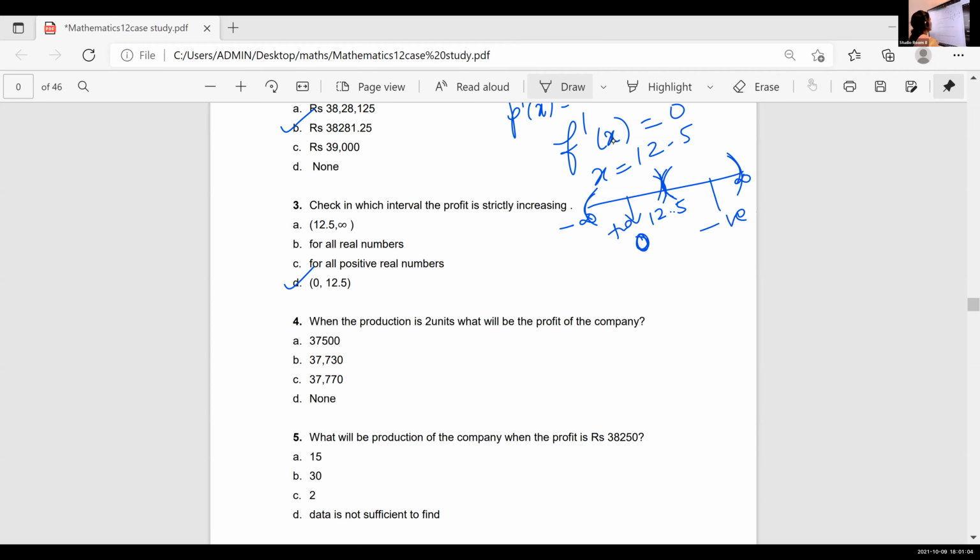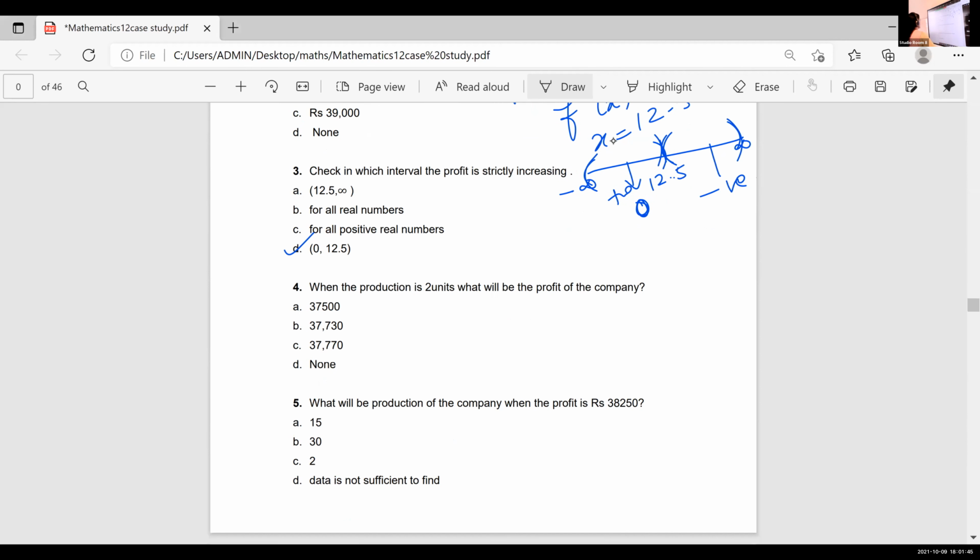Yes, Ashwin, fourth one. Answer. B. Gayatri is present. Yes, B is correct.